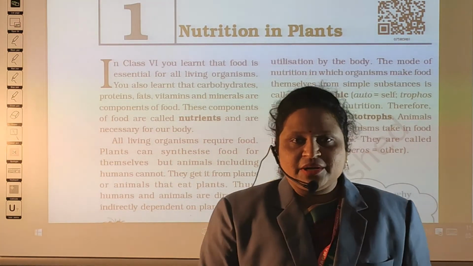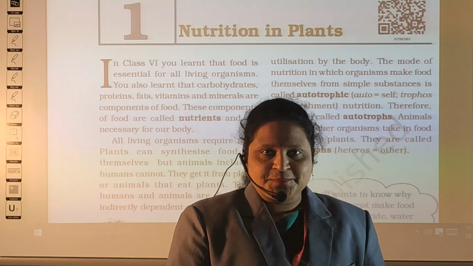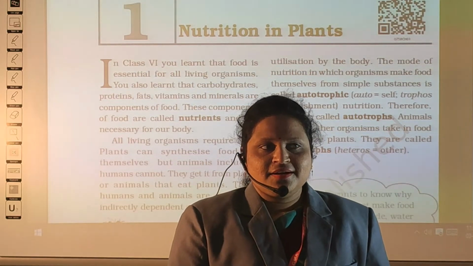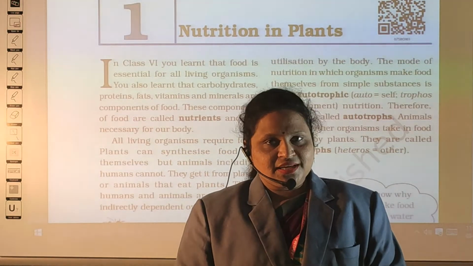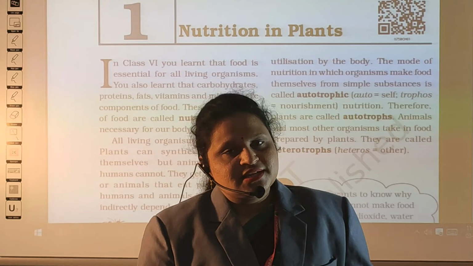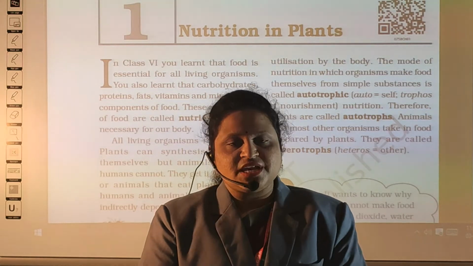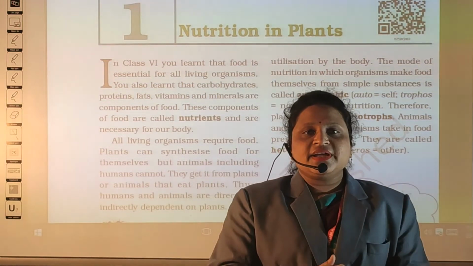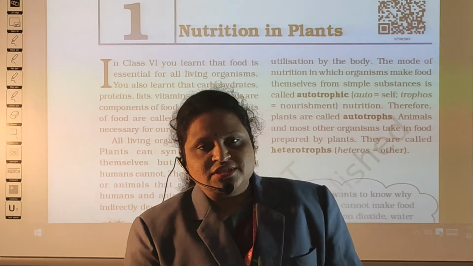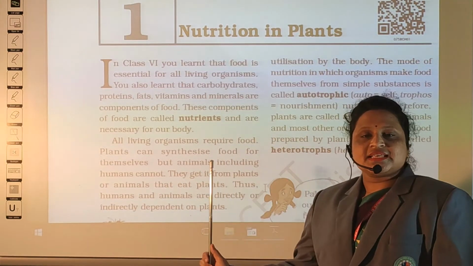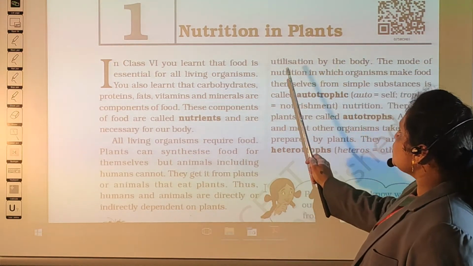So I am giving you 1 minute. Think about what you have taken in lunch or in breakfast. Maybe you ate bhindi ki sabji and chapati, some dal or roti. If we see the ingredients of dal, roti and sabji, suppose you eat bhindi, where do we get bhindi from? Yes, we get bhindi from plants. So human beings are directly or indirectly dependent on plants.